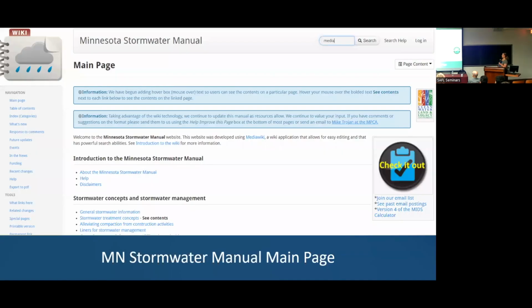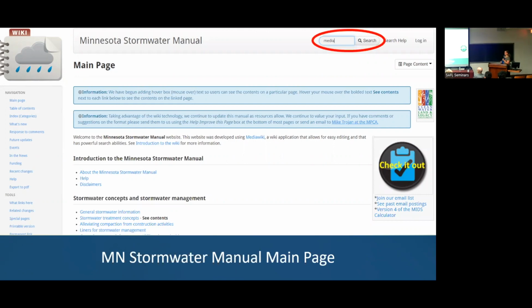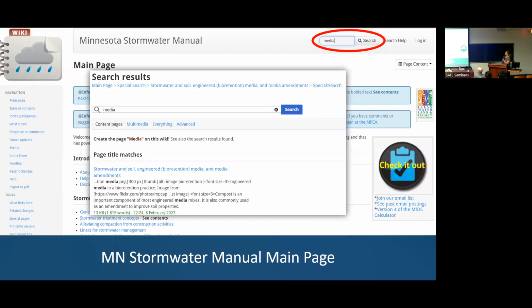So let me first start by getting us to the main page. And I don't need to tell you how to get here because I'm sure you all have this bookmarked already. So if you're familiar with the Minnesota Stormwater Manual, I'll just mention that there's several ways to get places in the manual. Probably the easiest way is just to simply search. So here I'm just going to search for media to bring up what we've got for media. And then my search results here pop up. And the first thing here, the soil, media, and media amendments page, I'm going to go ahead and take that.